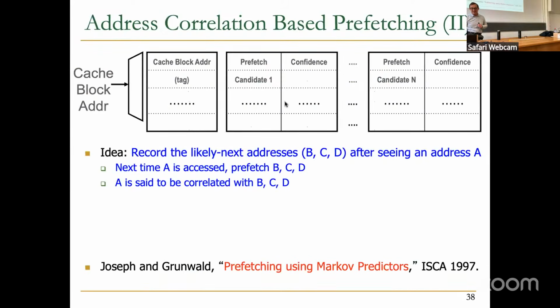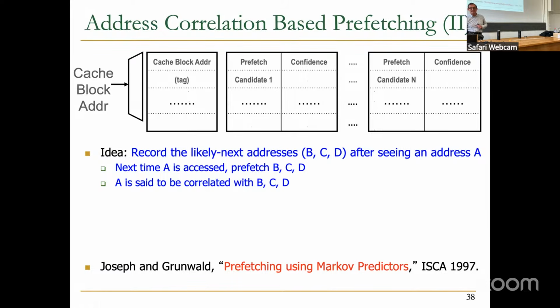So this is one implementation of it. This was proposed in the seminal paper by Doug Joseph and Dirk Grunwald in 1997, prefetching using Markov predictors. You index the table with a cache block address, and there's a tag, of course, associated with it. Then you have prefetch candidates listed alongside it. For example, after seeing address A, you have 3 prefetch candidates, B, C, D. This is different from what we have seen earlier. The first time A is accessed, you actually record what you see over time. You populate this with B, C, D, and you can record the confidence level also, which is probability.